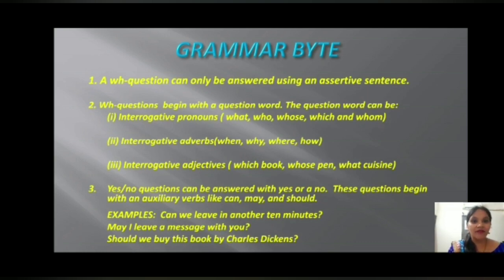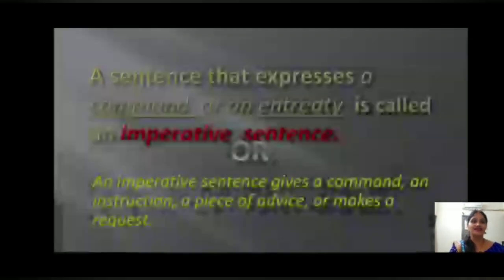Like the example we have written over here: Can we leave in another 10 minutes? The answer would be in the form of yes or no. Yes, we can leave. No, we cannot. It would be like that. May I leave a message with you? Or should we buy this book by Charles Dickens? So this is the major portion of this grammar bite. We'll move to the next slide.